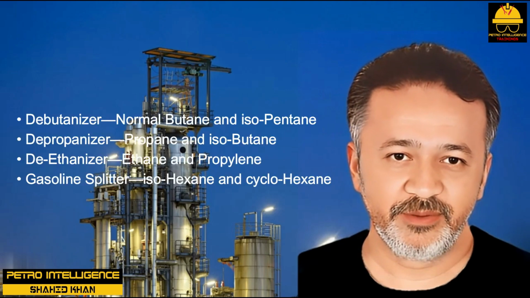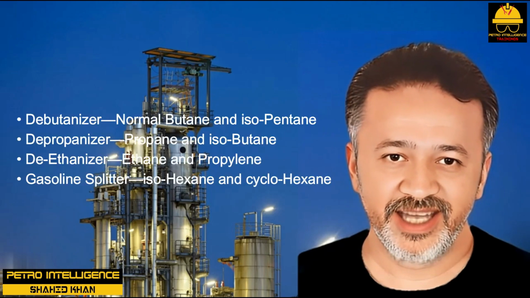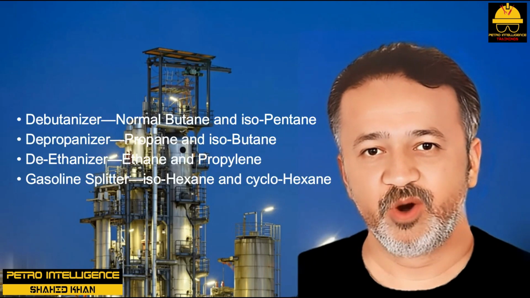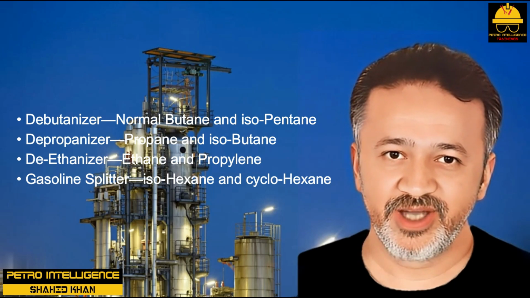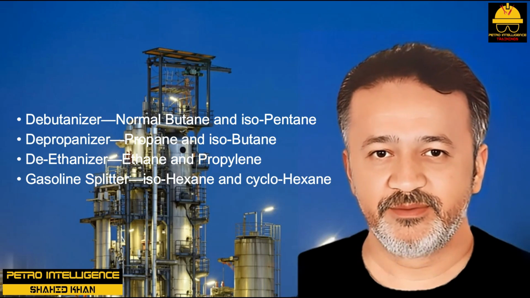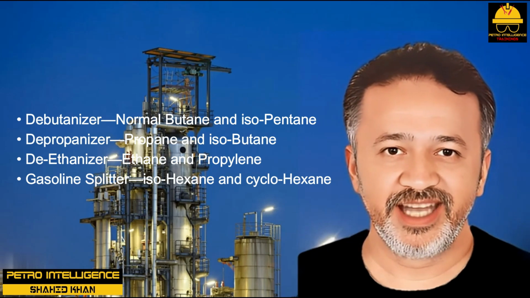I would provide two alternate feed nozzles at each of the other above locations, except the operators would likely never use them. When I refer to key components, I mean, for example, debutanizer, normal butane and isobutane. Depropanizer, propane and isobutane. Deethanizer, ethane and propylene. Gasoline splitter, isohexane and cyclohexane. All these services have feeds with dozens of other non-key components.